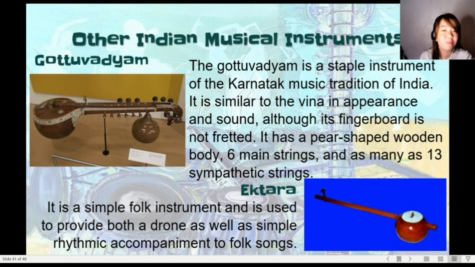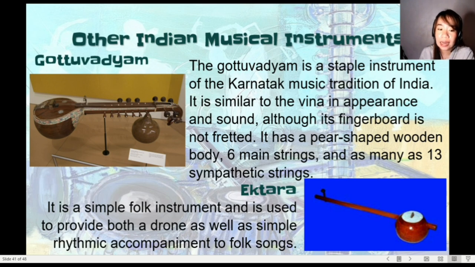It looks like veena. The gotuvadyam is a staple instrument of the Carnatic music tradition of India. It is similar to the veena in appearance. It looks the same and also sounds the same. However, its fingerboard is not fretted. It has a pear-shaped wooden body, 6 main strings, and as many as 13 sympathetic strings. When we say sympathetic, underlying strings.